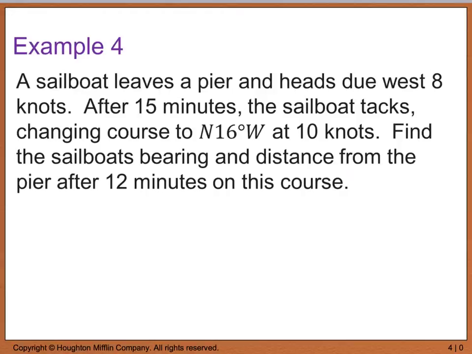It says that a sailboat leaves the pier and heads due west. So if my sailboat starts out right here, let's call this point A for the beginning, and heads due west, it means it's going to head straight west at 8 knots. I realize that this probably isn't common knowledge, but 1 knot is equal to 1 nautical mile per hour. To find the distance traveled, we need to take the speed and multiply it by the time to get the total distance. So think of knots as almost like miles per hour.